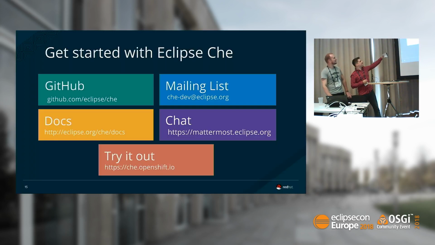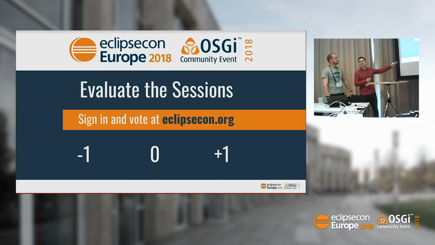You can reach us on GitHub issues, on the mailing list in Eclipse. You can reach us on Mattermost of Eclipse, and you can try Che 6 and Che 7 workspaces on a Che instance running on OpenShift IO by Red Hat. And yeah, just please evaluate this talk.